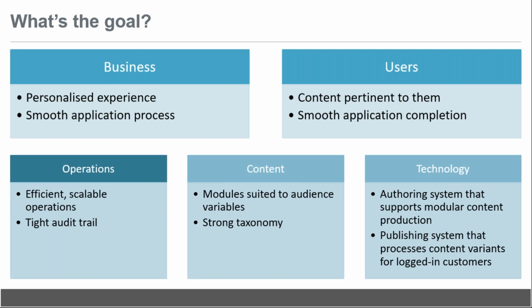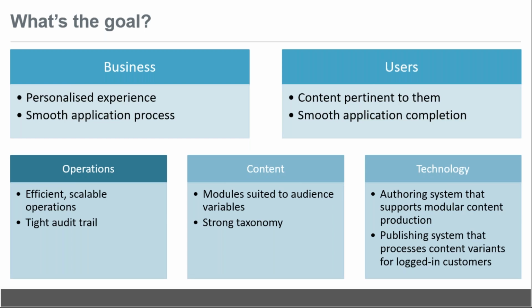So for operations, I want something that's efficient and scalable, and I want a tight audit trail. And maybe for the content, you'd say, I want content modules that are suited to these audience variables. So if I have different kinds of audiences and they want content that's pertinent to them, I have to chunk my content in a way that I can automatically deliver it to them. Interesting. So I'm going to need a strong taxonomy.